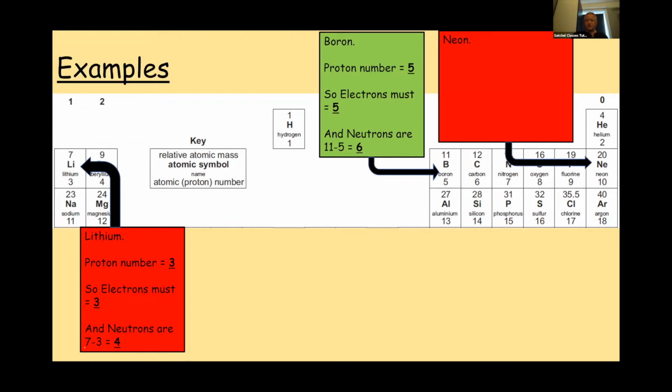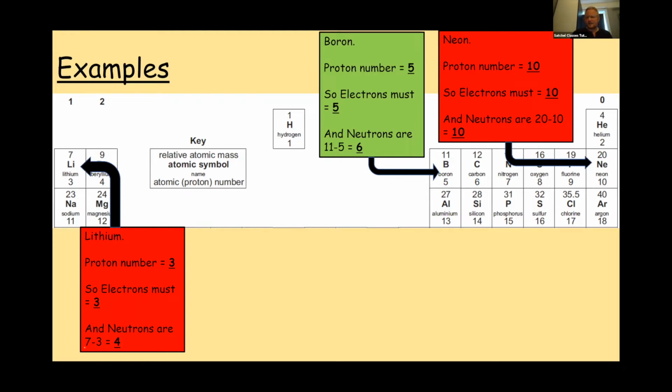Another example, neon has a proton number of 10, so the electrons must be 10, and the neutrons are the atomic mass number, 20, take away the proton number, 10, which leaves me with 10.